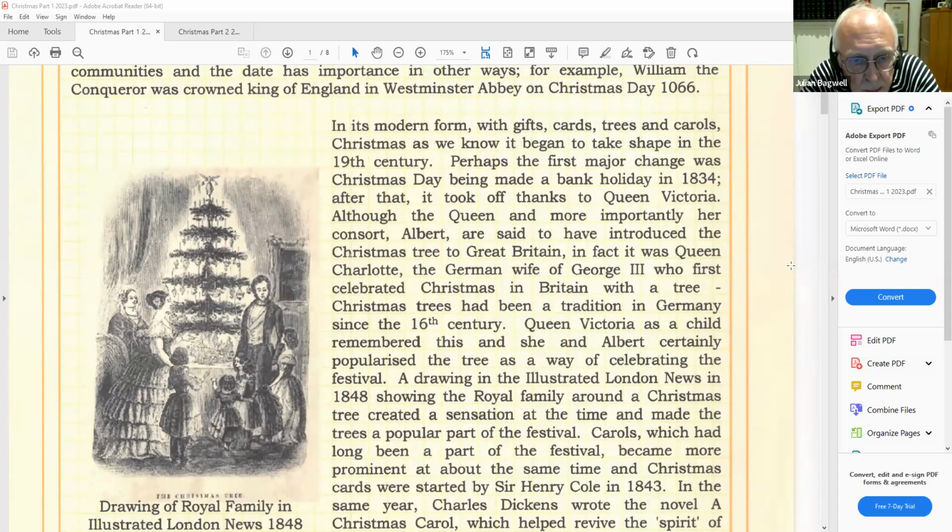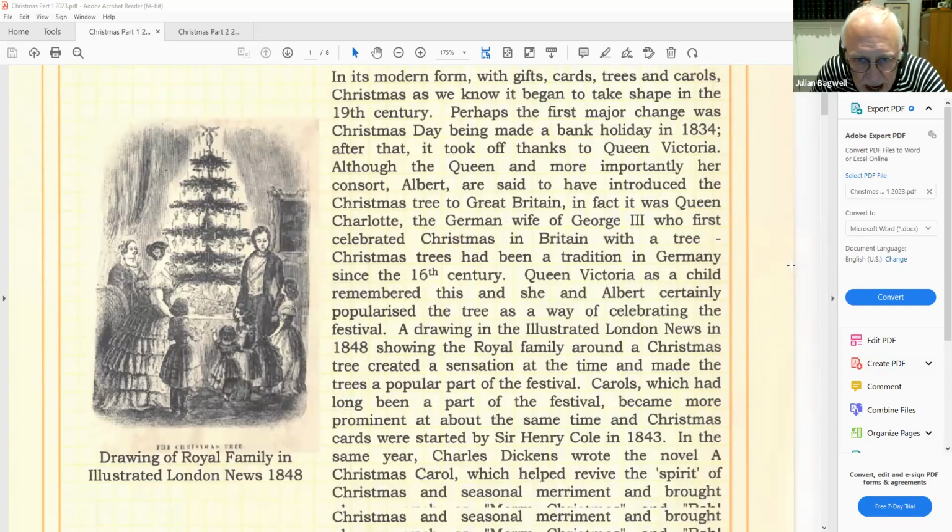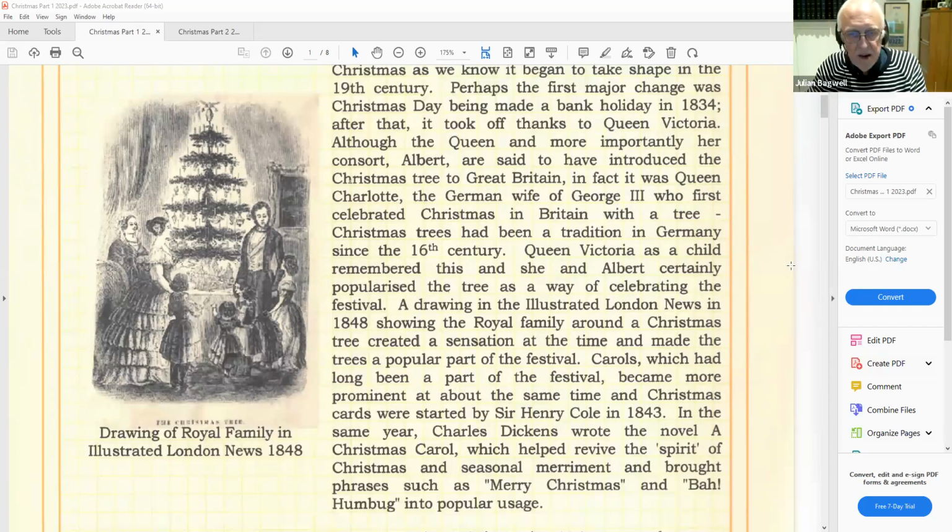Christmas Day was made a bank holiday in 1834. And around that early Victorian period, there were a lot of things that basically pushed Christmas right into the forefront. Dickens wrote A Christmas Carol in 1843. Carols had been around for some time, but that also revived the spirit of Christmas. The next sheet is, frankly, a bit of a cheat.